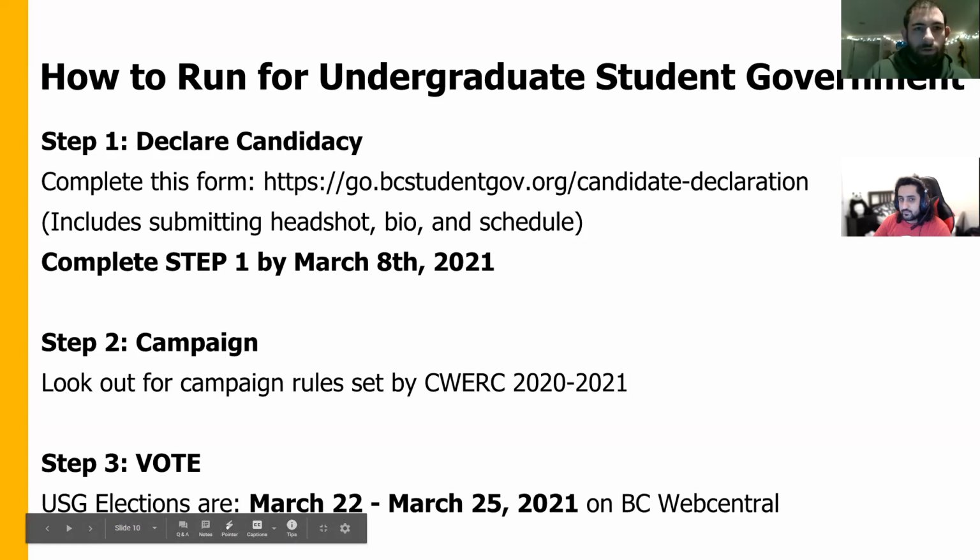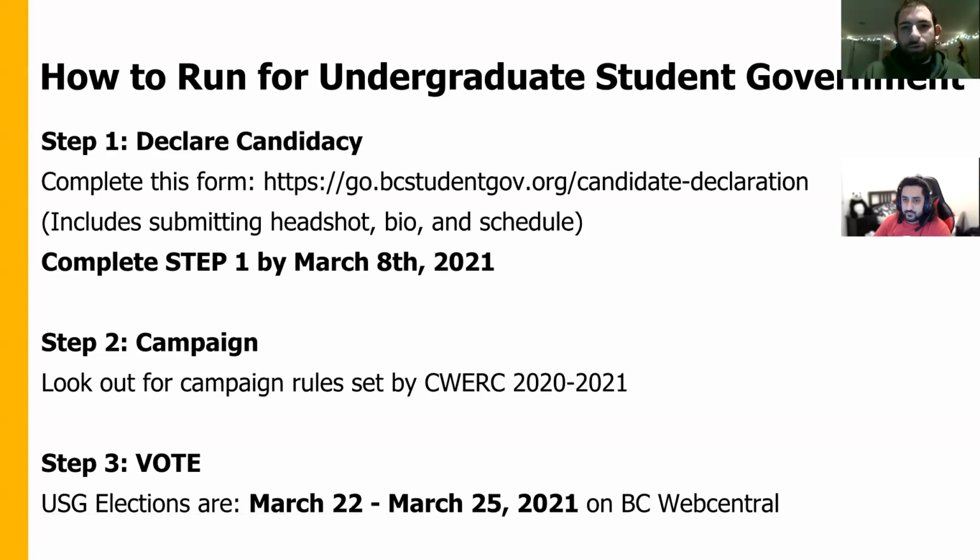Okay. Sorry, I have to move this little square thing. Okay. So, how to run for USG. Step 1, declare candidacy, as we've mentioned, and please share this form with as many people as you can. Make sure that you submit your headshot, bio, and schedule. It's really not hard. Just do it immediately. As soon as you get a task to do, just knock it out, because you don't want to forget about it and then be like, oh, it's too late. And then you're shot for the year.